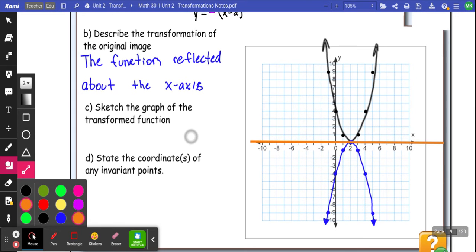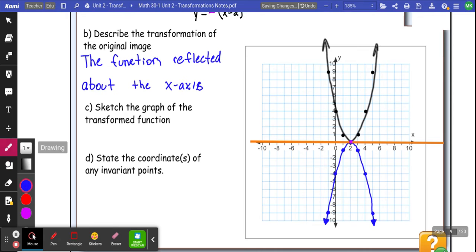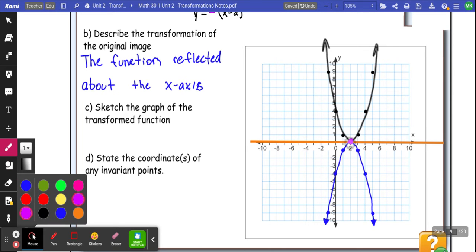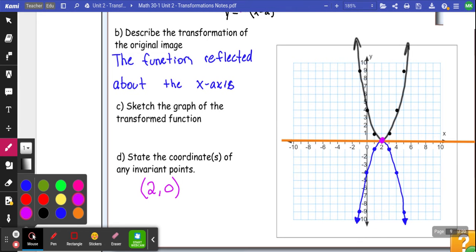Okay, sketch the graph. We already sketched the graph. State the coordinates of any invariant points. Logically speaking, if I reflected about the x-axis, where should my invariant point be? On the x-axis. If you look, sure enough, that's where it is. It's on the x-axis. That point did not change. That's my invariant point. Right here, it's at 2, 0. I'm just going to, again, put a little note. It's on the x-axis.